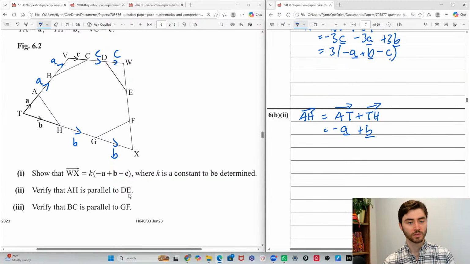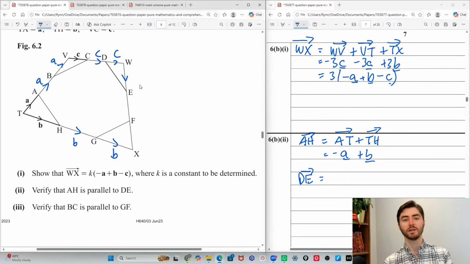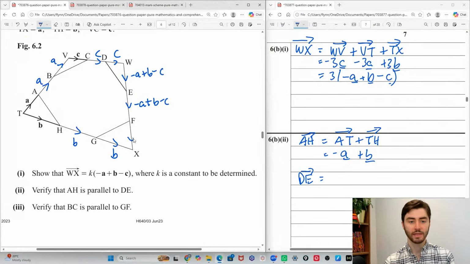All right, let's also do DE. So DE is, well, now, hold on a minute. So WX, the whole of that, is 3 lots of this thing. So going along from W to X, that should be minus A plus B minus C. That should be minus A plus B minus C. And that should be minus A plus B minus C.